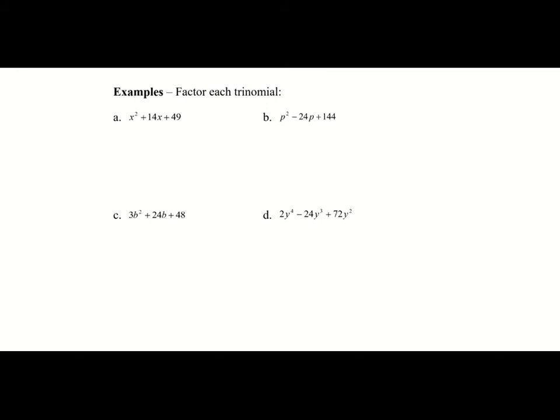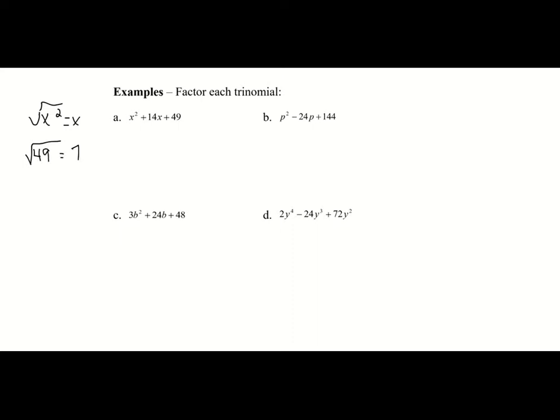All right, so for A, we have x squared plus 14x plus 49. One thing that I recognize right away is I know 49 is a perfect square. I know the square root of 49 is 7, and I also know the square root of x squared is x. So to get A, I did the square root of x squared, and that equaled x, and that's my A. And the B was the square root of 49, which was 7.